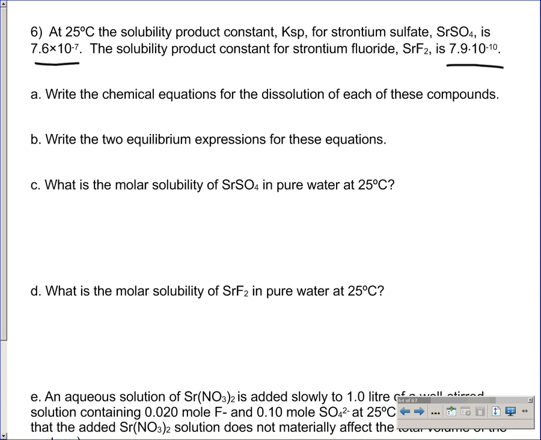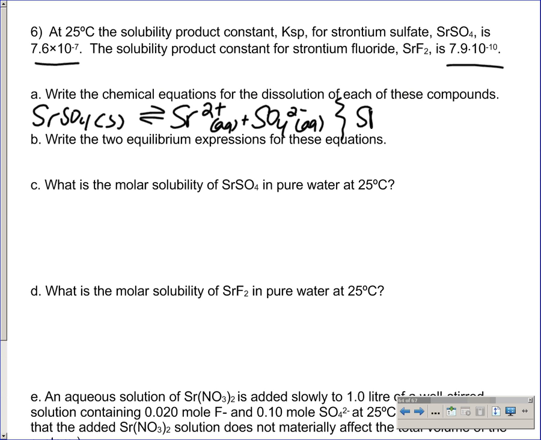First one. SrSO4 solid equilibrates to Sr2+ plus SO4 2-. Next one, SrF2 equilibrates to Sr2+ and 2 F-. Okay, so we're going to have two different types of KSPs because you'll notice we have 2 ions and then we have 3 ions. It's going to be a little bit different between them.